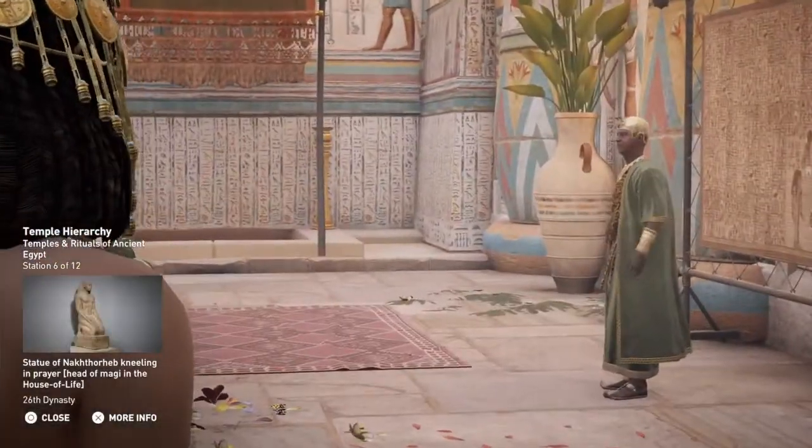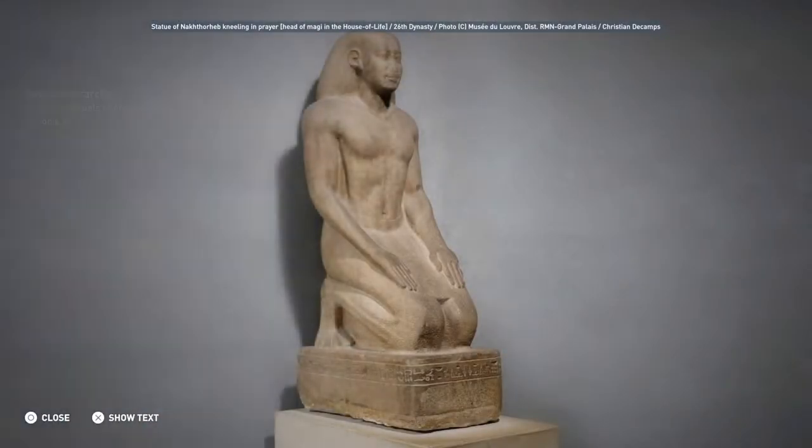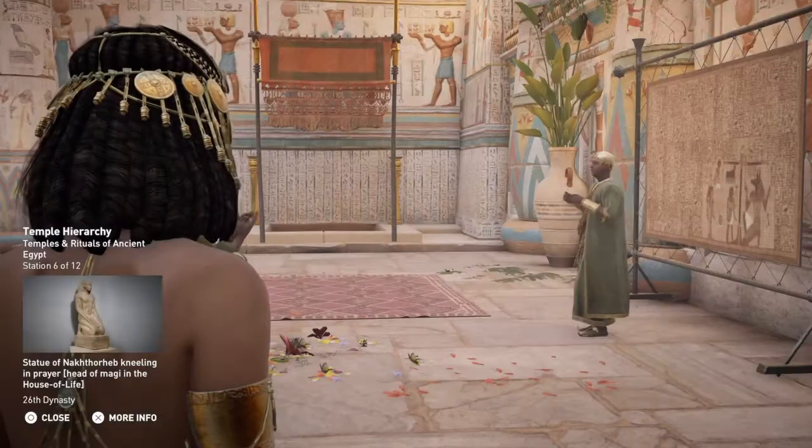The temple hierarchy consisted of high priests, several types of priests, scribes, and servants. The high priest was known as the prophet. Some divinities had up to 4 prophets, and they were the ones to perform the most advanced and complex rituals.